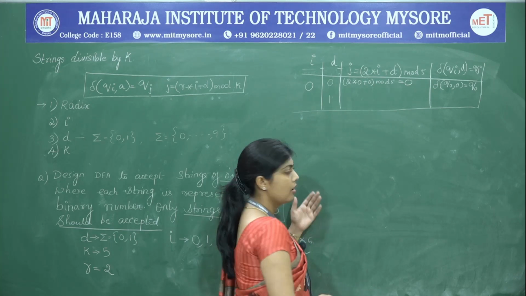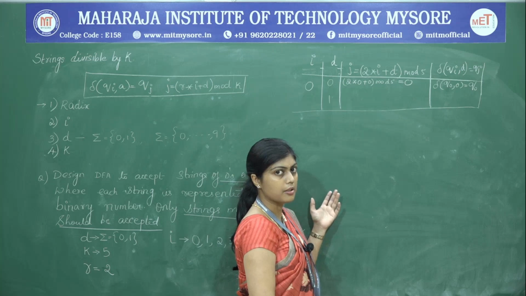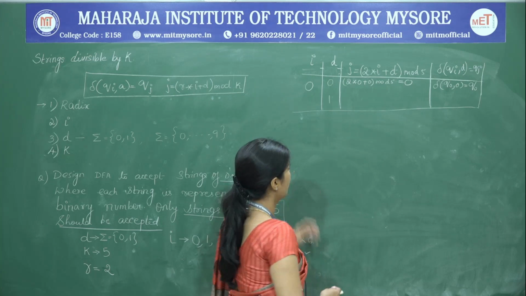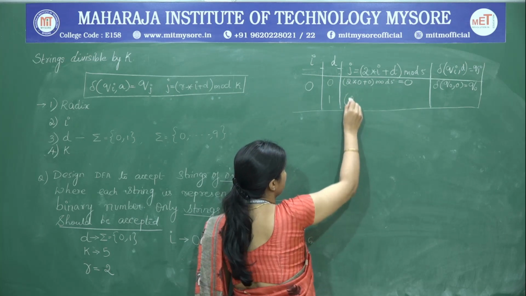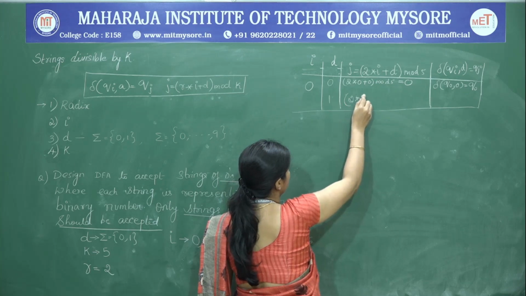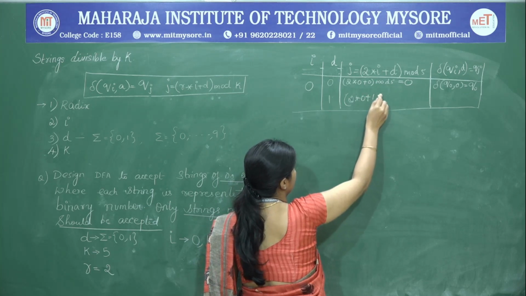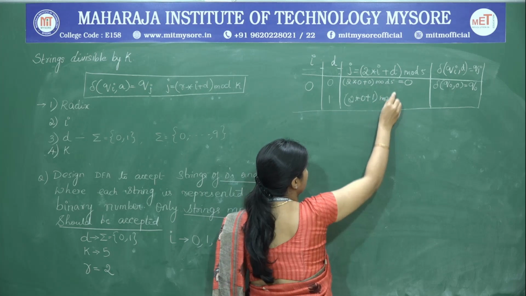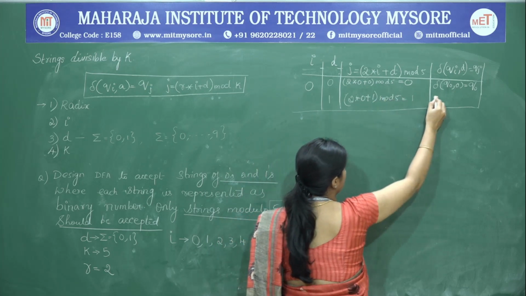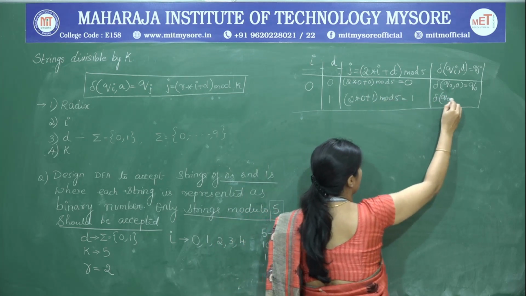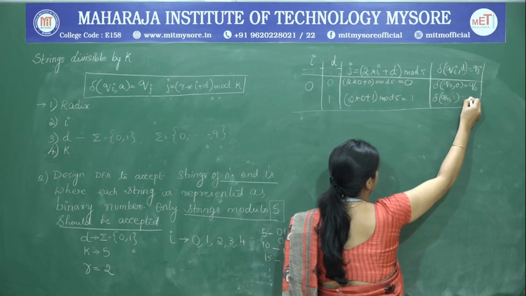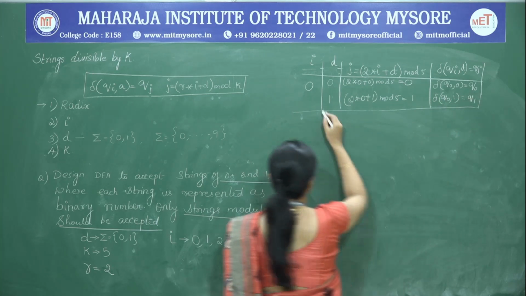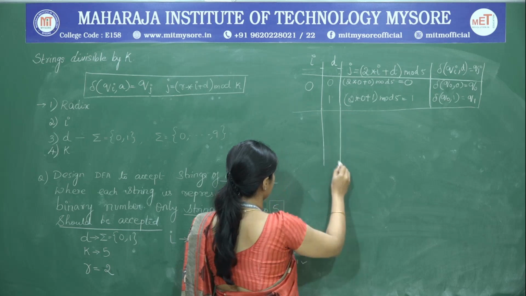Next we are going to formulate all the transitions of this DFA to complete the problem. So second one, similar calculation, 2 into 0 plus 1 mod 5. So this is going to result in a 1. So this is delta of Q0 comma 1 is going to Q1. So similarly, we will find for the rest of the states.